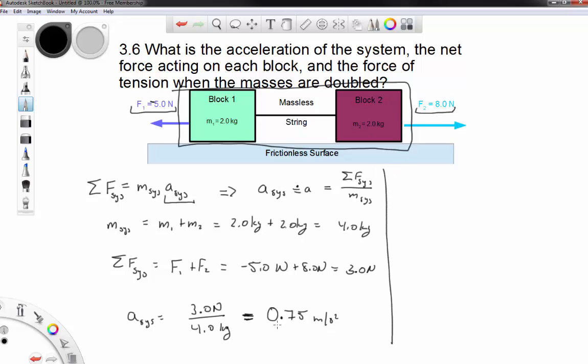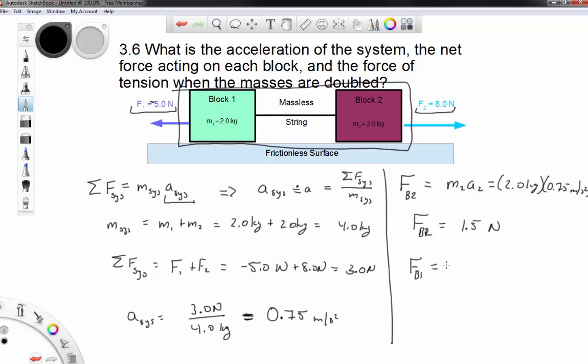Well, the acceleration is half as much, the mass is twice as much. That means that the net force, we'll call this FB2, would be mass 2 times acceleration of 2. That's going to be 2.0 kilograms times 0.75 meters per second squared. Multiply those two together and you get that the net force on block number 2 is 1.5 newtons.